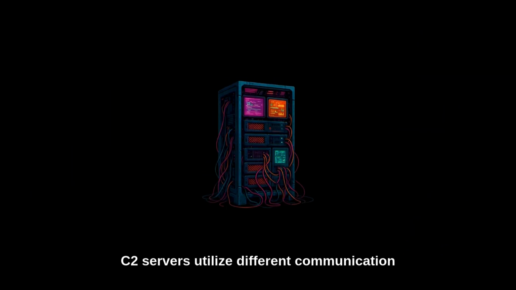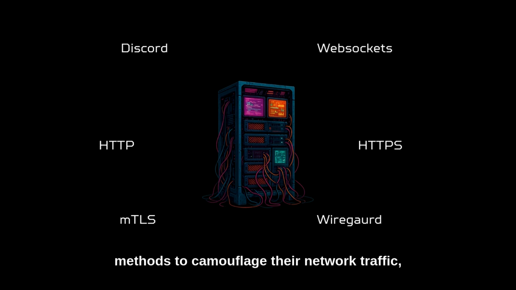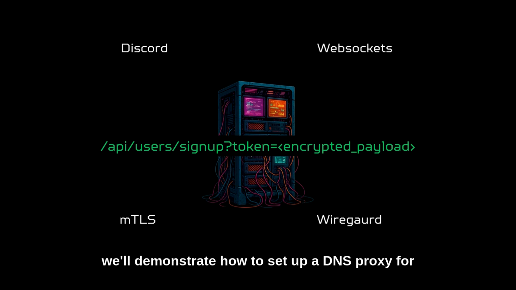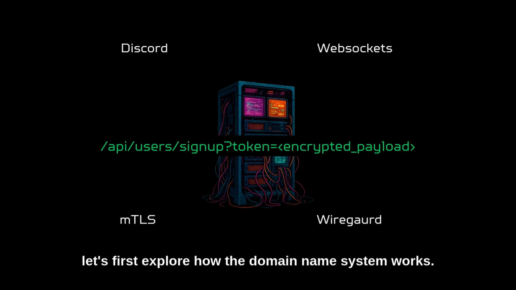C2 servers utilize different communication methods to camouflage their network traffic, making it appear like normal requests to common web pages, while HTTP or HTTPS is frequently used. Other network protocols can also facilitate communication with the server. Here, we'll demonstrate how to set up a DNS proxy for C2 communication. To understand this, let's first explore how the domain name system works.